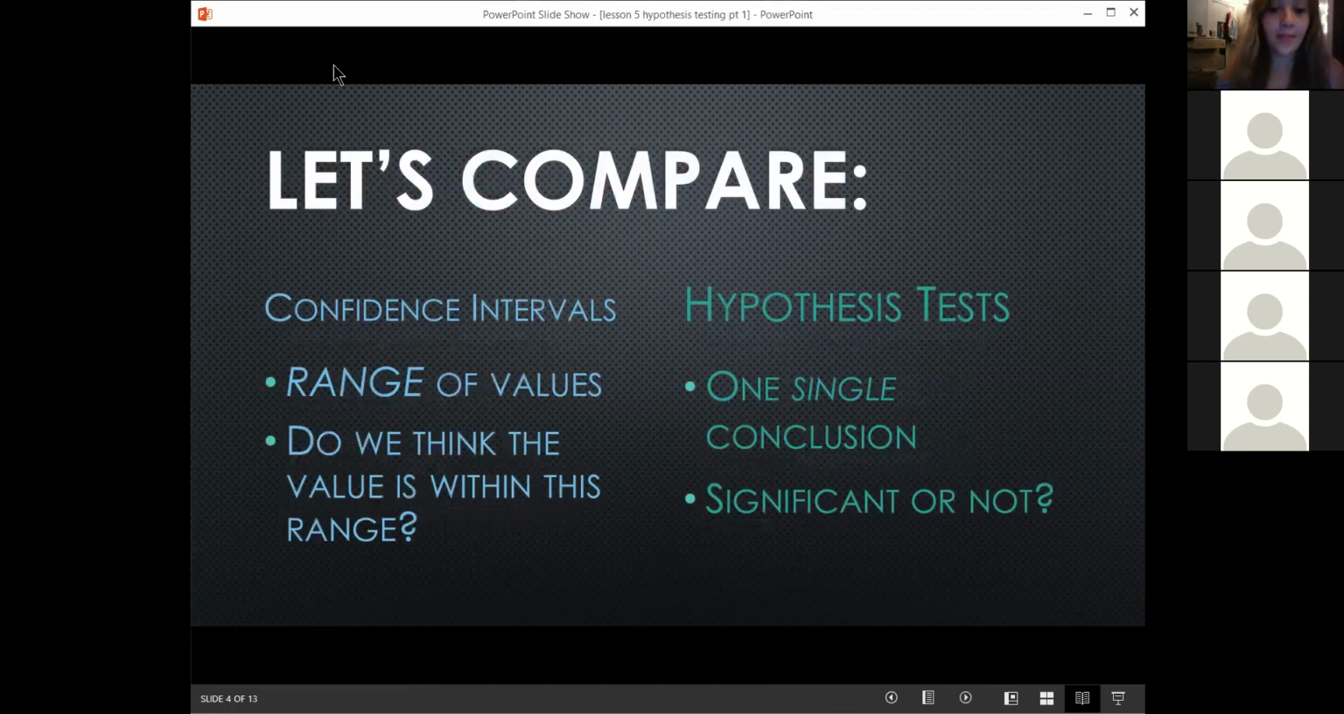All right, so just to review the fact that confidence intervals and hypothesis tests are different, we want to keep this in mind because a confidence interval is a range of values. Remember, we had the lower bound to the upper bound. That's a range between the two, and we're trying to figure out, do we think that our population parameter is within this range? But for hypothesis testing, we're going to have one single conclusion. We're not going to have any sort of range. It's just one conclusion based upon whether we think the answer that we got is significant or not. So it's basically just seeing if we think this is useful to us or not.